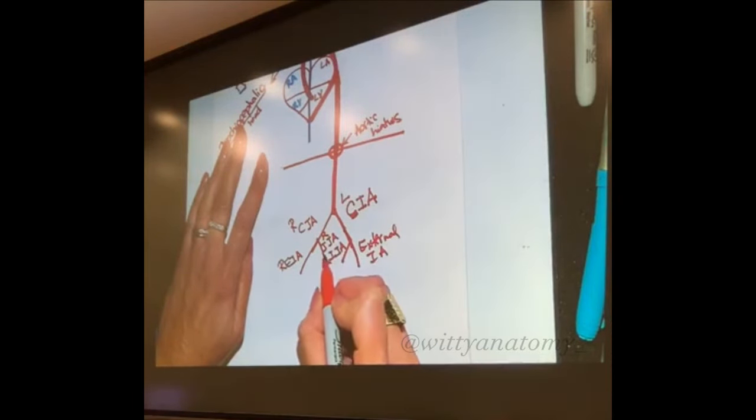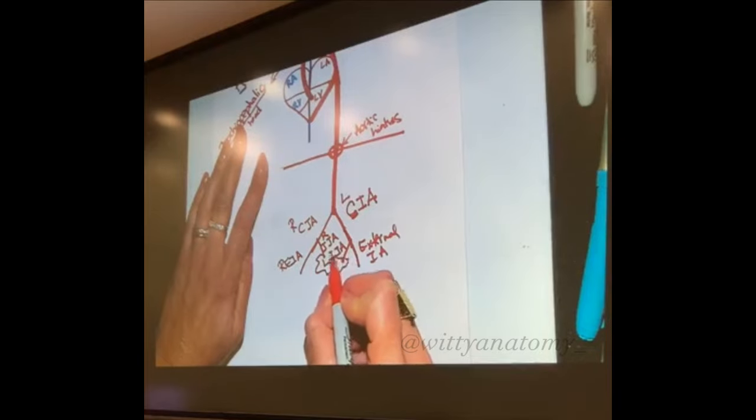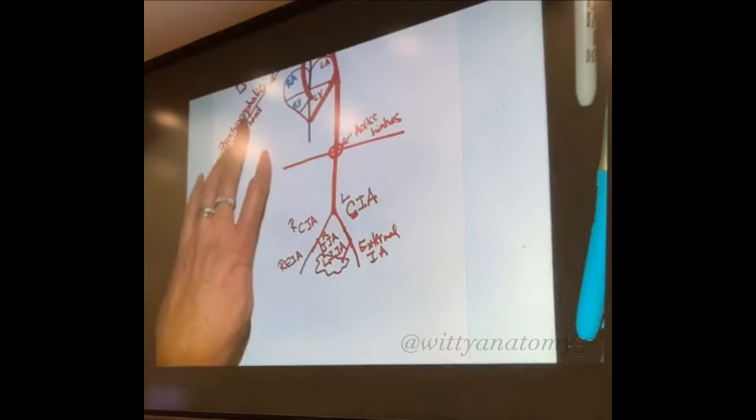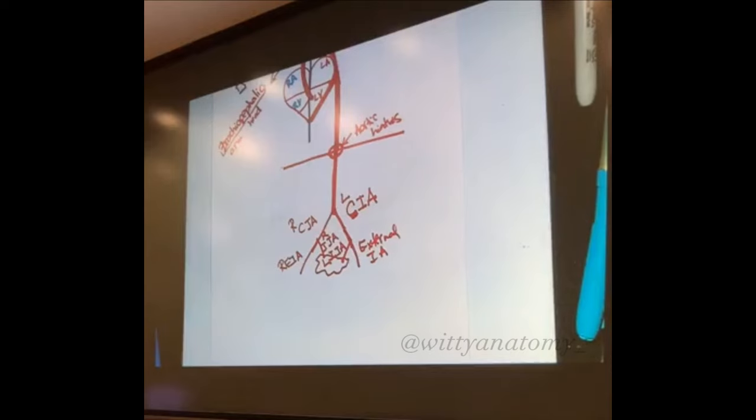The internal iliac arteries stay inside, and they give blood to the organs in the pelvic cavity and the external genitalia. The external iliac artery crosses the inguinal ligament right here. And when the external iliac artery crosses the inguinal ligament, it is in our thigh. What is the name of the only bone in our thigh?